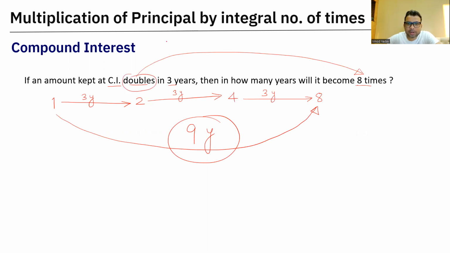Since it is about doubling, we can also find the rate of interest approximately, 72 by 3. So the rate of interest will be close to 24% per annum. All right. Understood? Yes, friends. Cool.